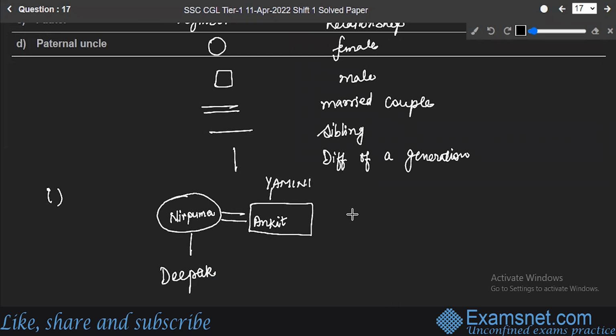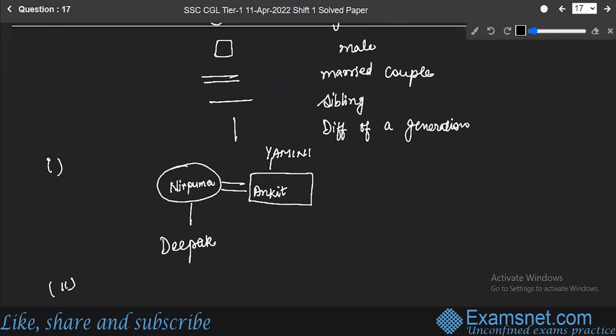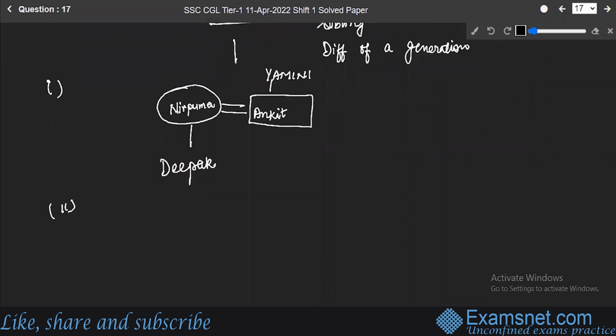Yamini's only son is married to Nirupama. Next, the one we are left with is, okay, fine. Kartik is paternal grandfather of Deepak. So that means here it is. I'll redraw this one in a more open space.